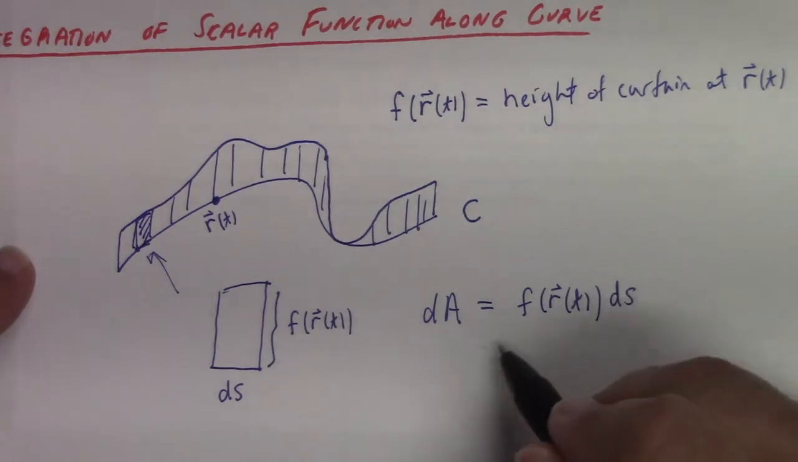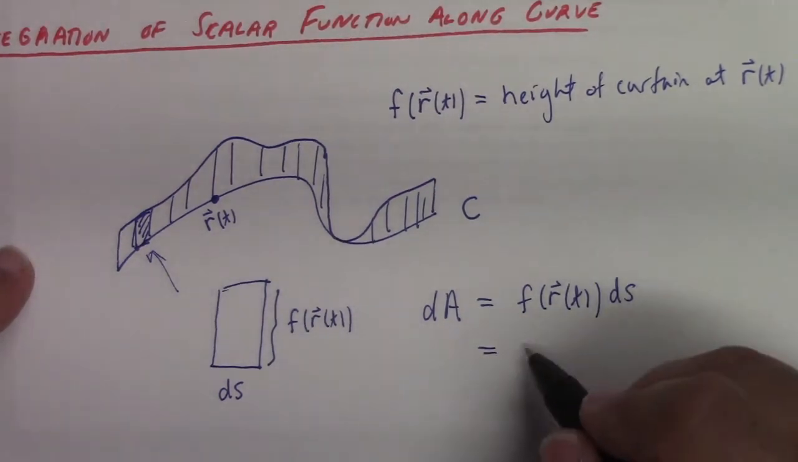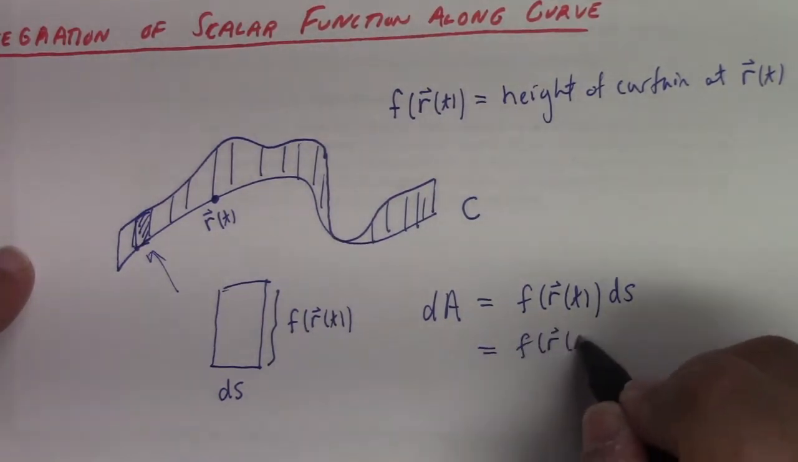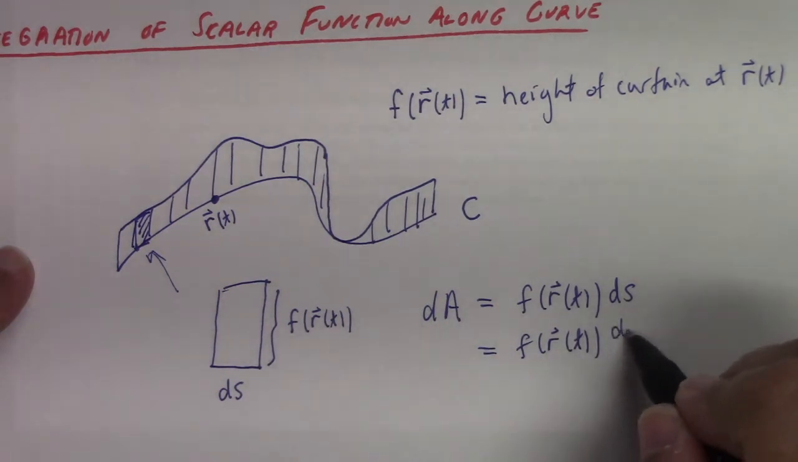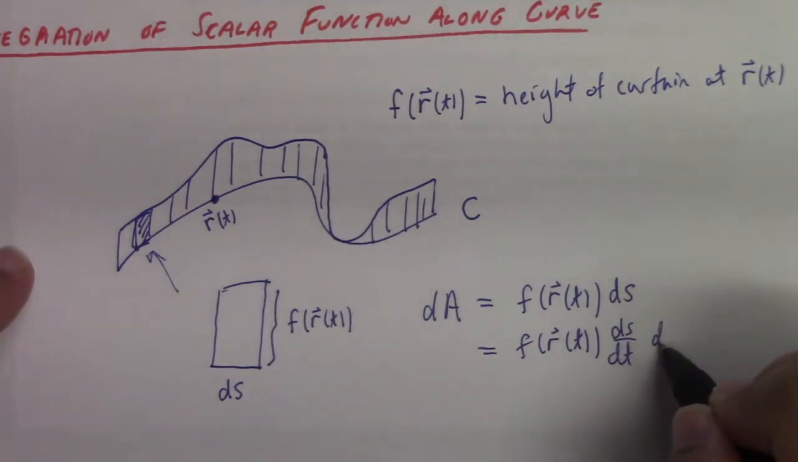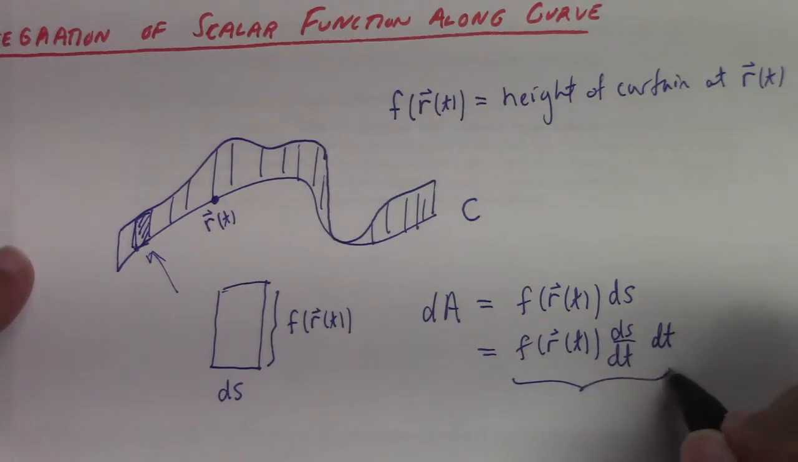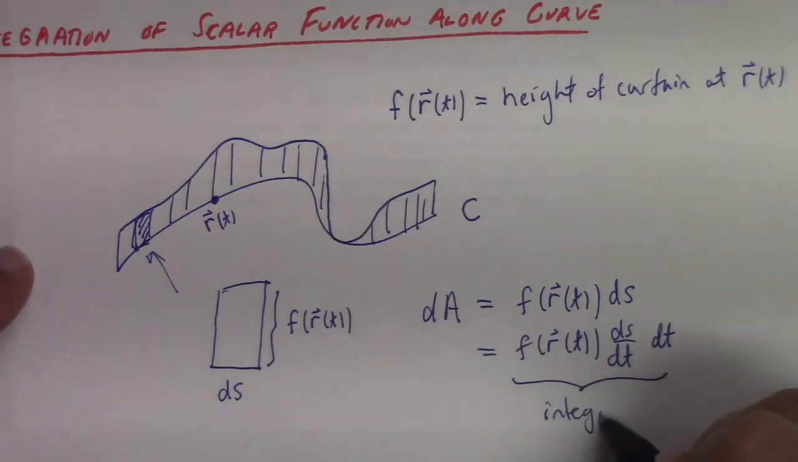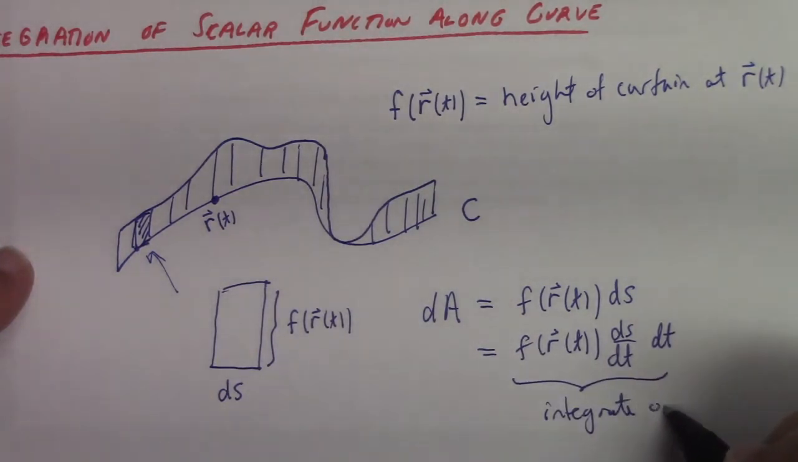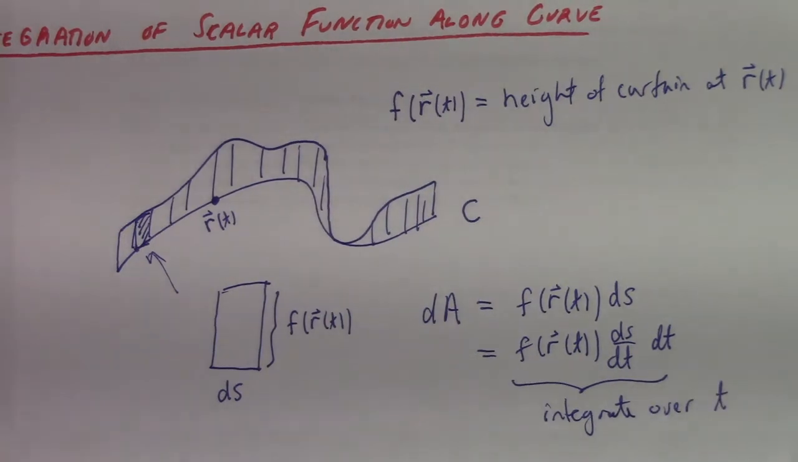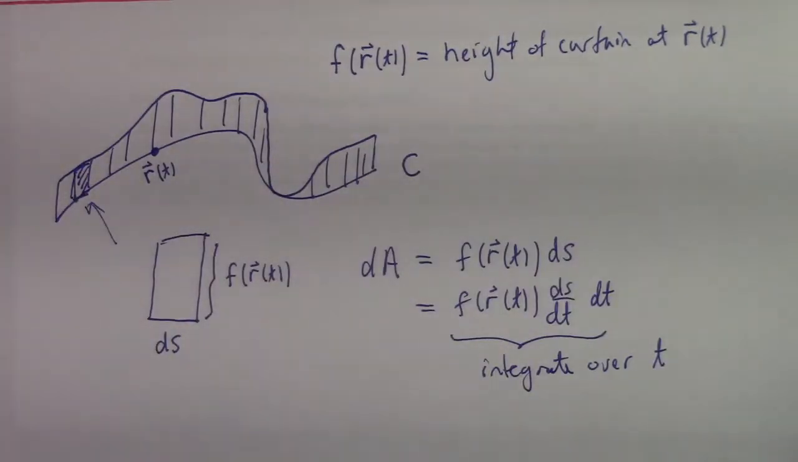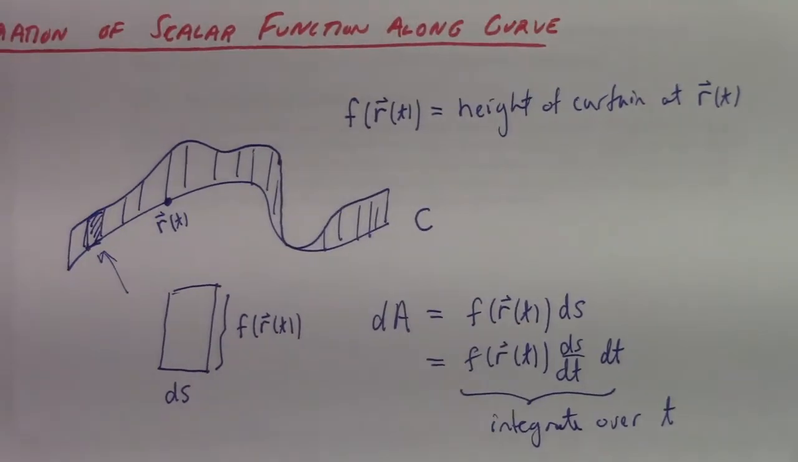But we know how to calculate arc length in terms of speed. So that's f of r of t, ds, dt, and so I integrate this over time, and that will calculate the area of such a curtain. That's the problem that motivates this integral, essentially.